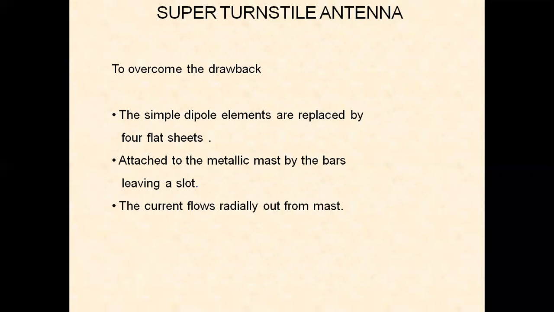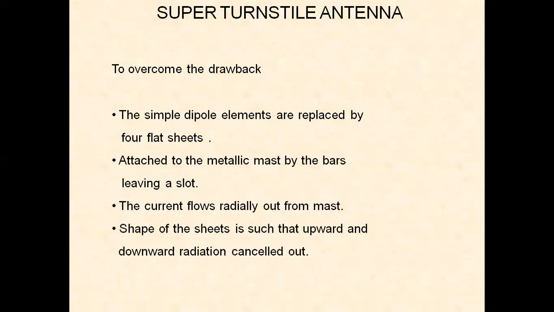The current flows radially out from the mast. The shape of the sheet is such that upward and downward radiation is cancelled out. Thereby, only directional radiation properties are achieved.